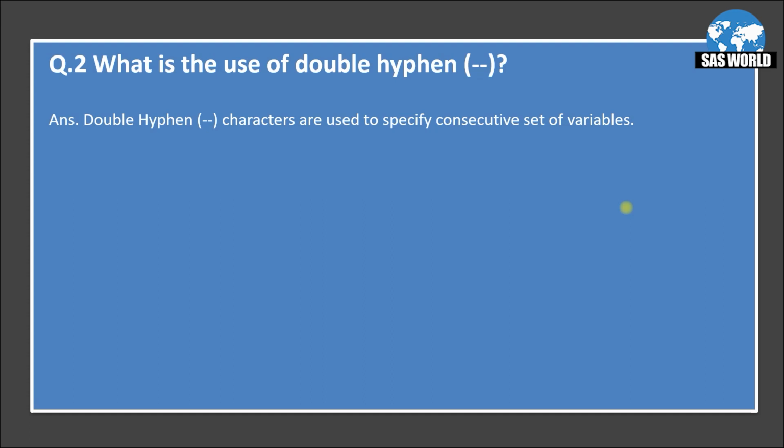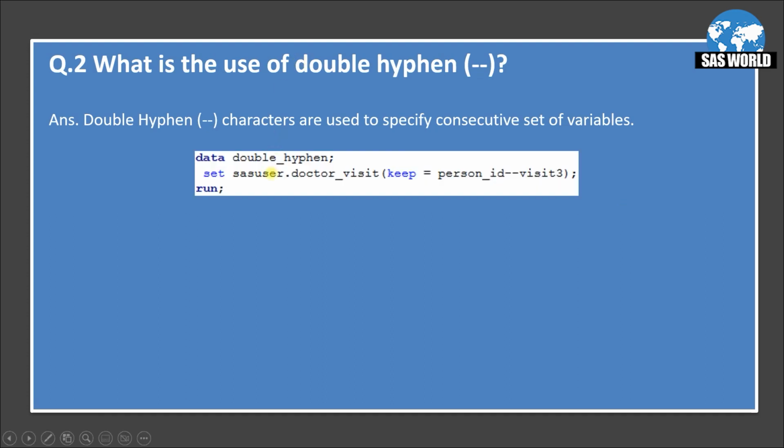So double hyphen, if we want to keep multiple variables and they are not in sequence like visit 1 to visit 6, we can use double hyphen to keep the variables between two variables. Let's see the example. So here we are creating double hyphen data set with the help of SAS user.doctor visit data set. But this time what we are keeping, we want all the variables from person ID to visit 3. If we need to get all these variables, we need to specify one by one in keep. But here when we use double hyphen, we can get all the variables from person ID to visit 3.